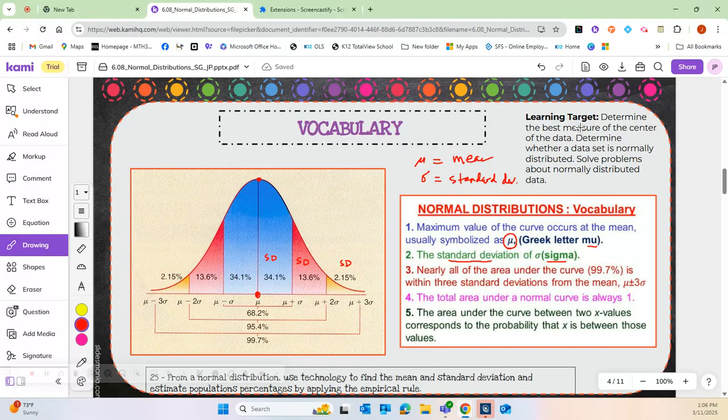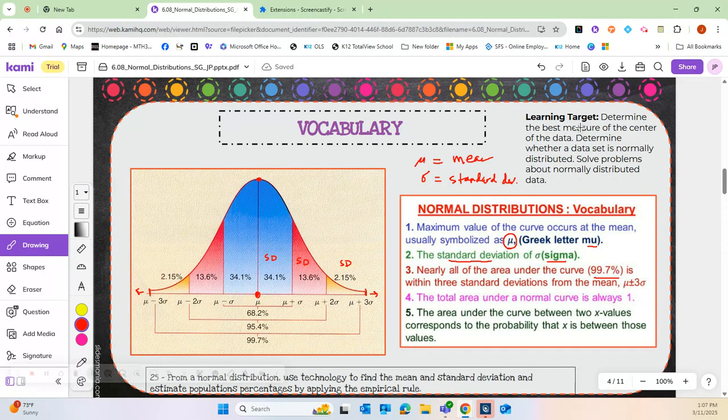Number 3 says nearly all of the data under the curve represents about 99.7% between standard deviations of 3. So this would be -3, this would be +3. If we take all the area that's shaded underneath that curve, it's about 99.7%. There's a little bit on the right tail and a little bit on the left tail. That would make it a total 100%, but we mostly just deal from -3 standard deviations to +3 standard deviations.